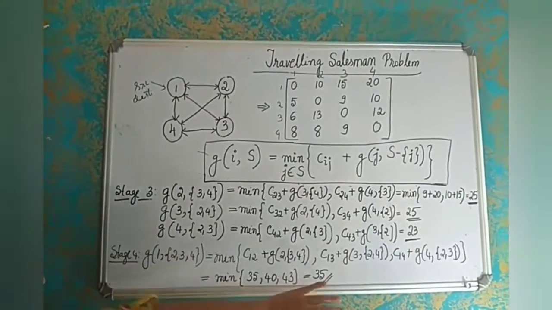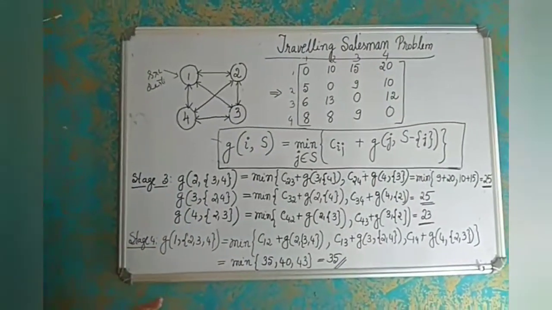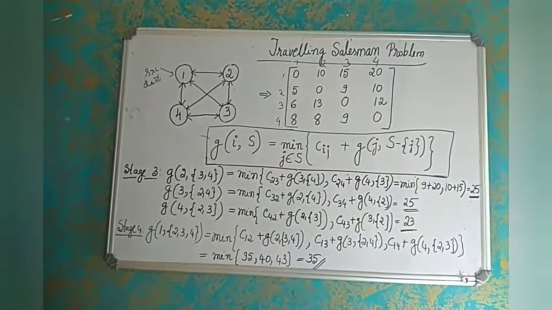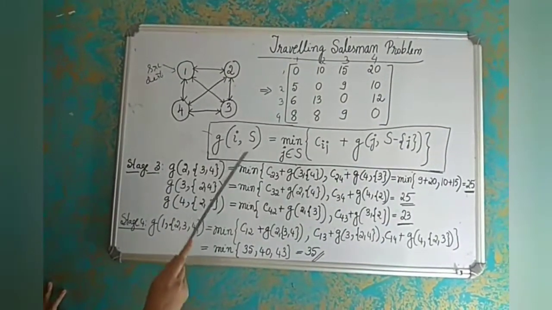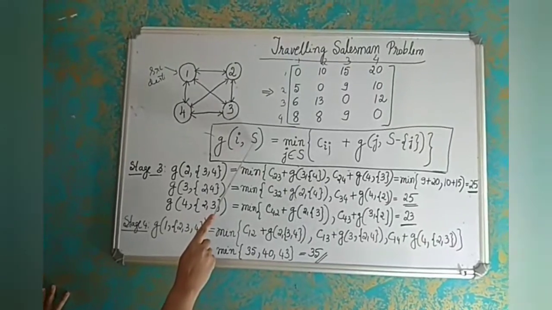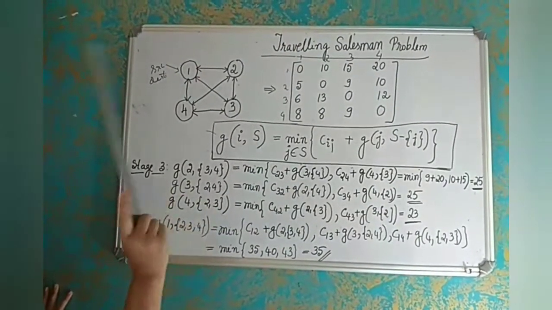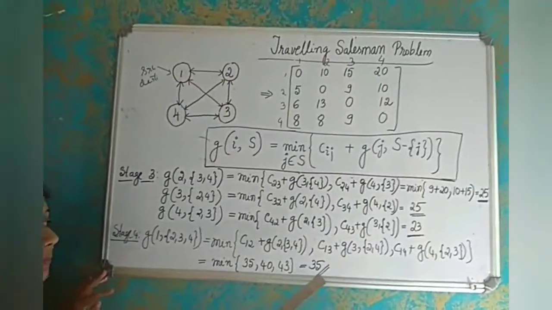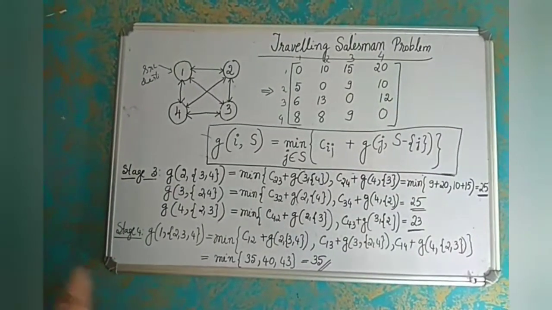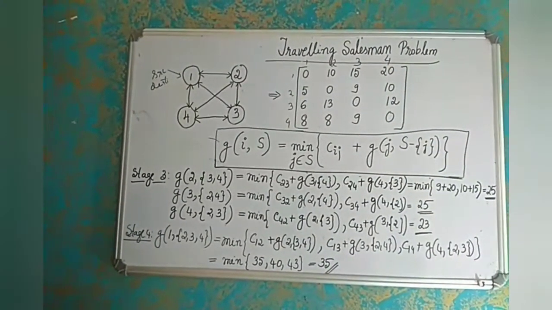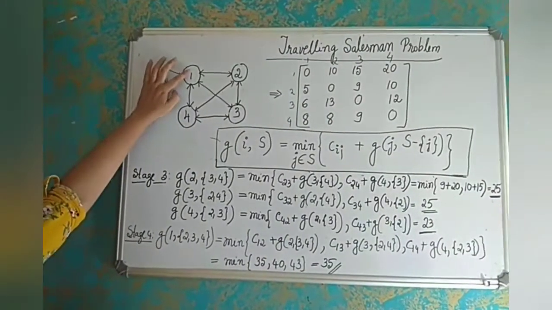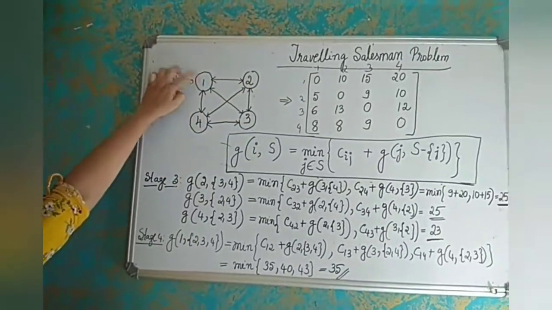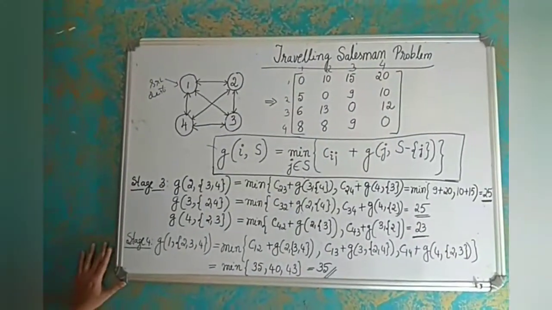This is actually the minimum cost, because we know that g of i, S is nothing but the minimum cost traveled by the salesman from the vertex i after visiting all the vertices in S to the vertex 1. Anyways, the destination is 1. So 35 is the minimum cost of the path traveled by the salesman from the vertex 1 after visiting all the vertices 2, 3, 4, and he has to come back to the same vertex, that is 1.